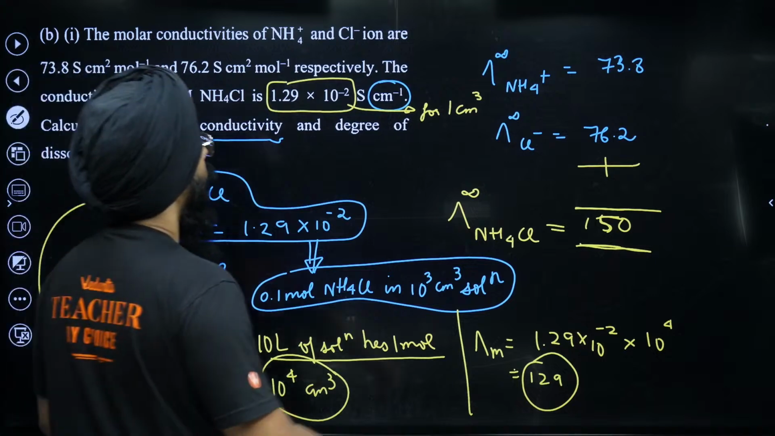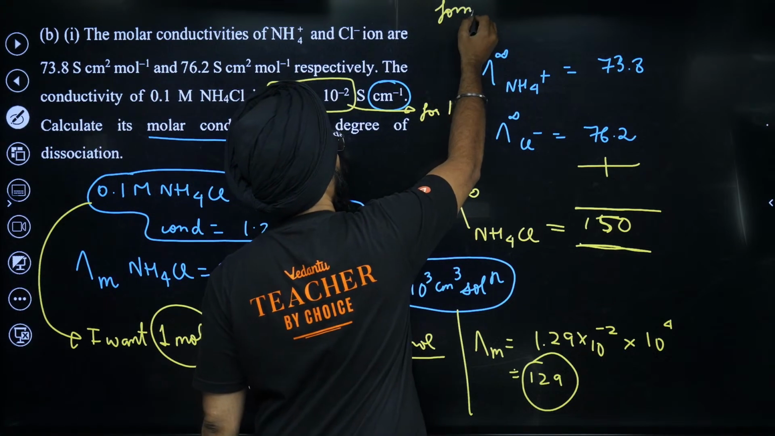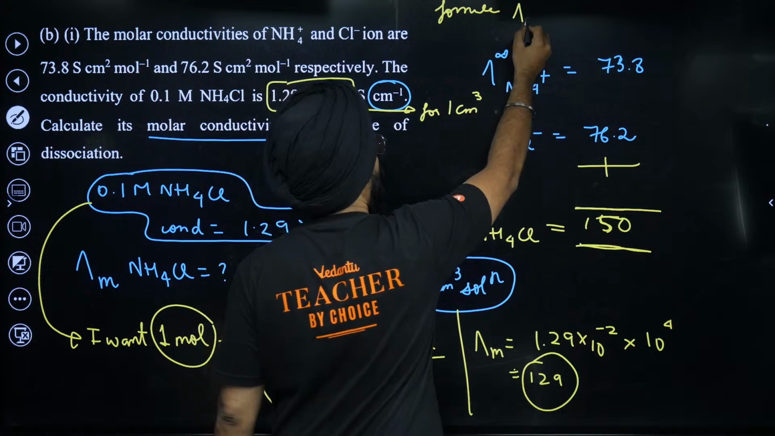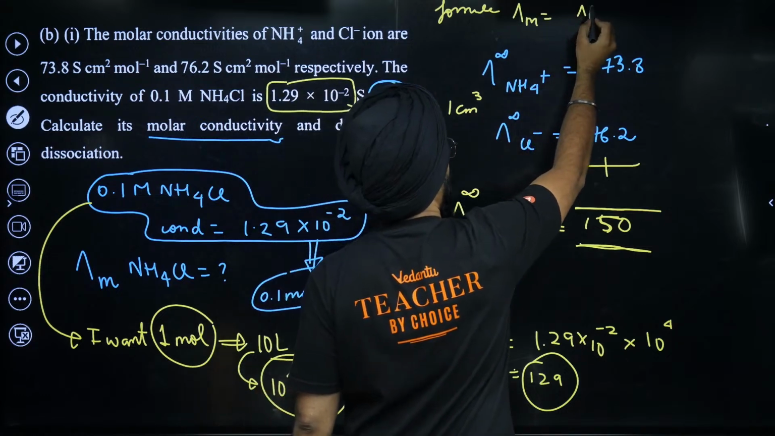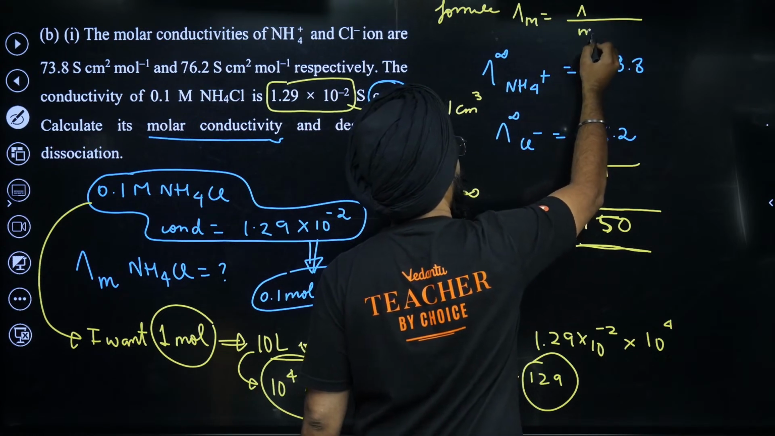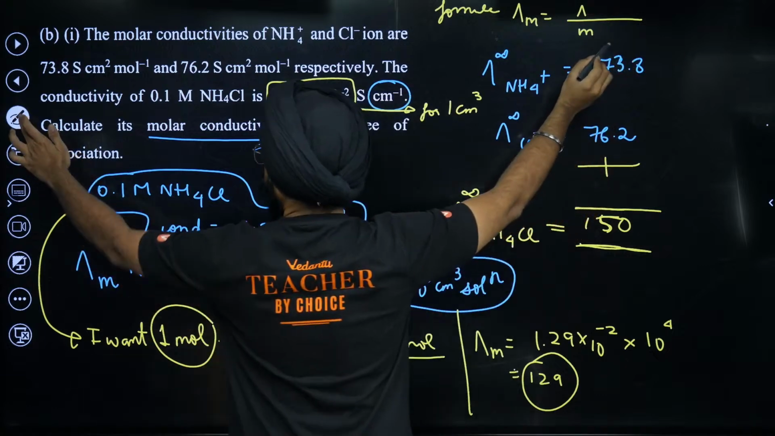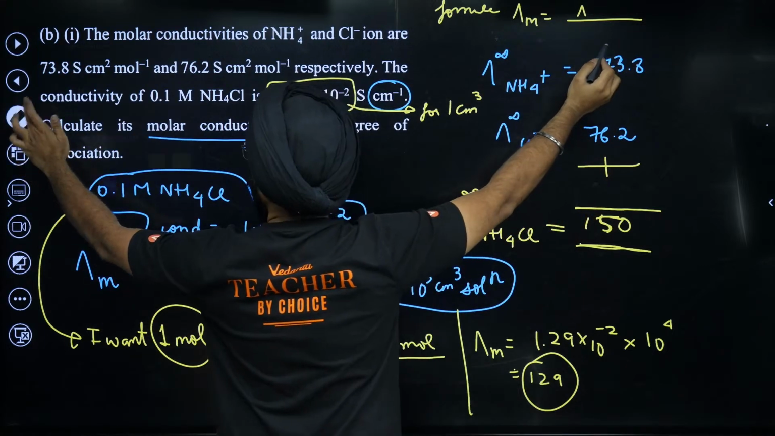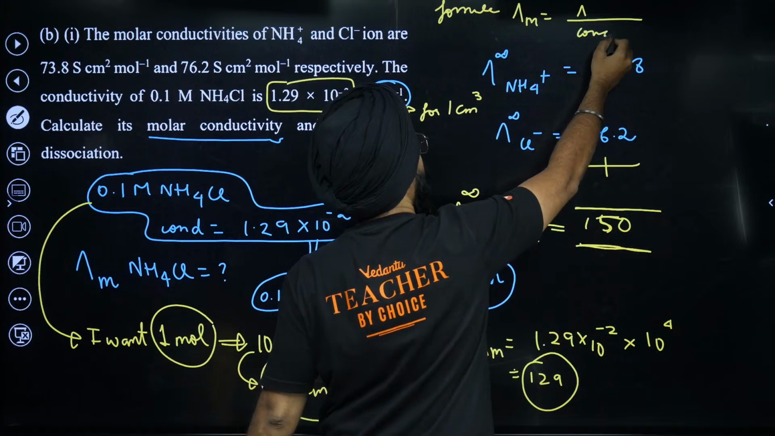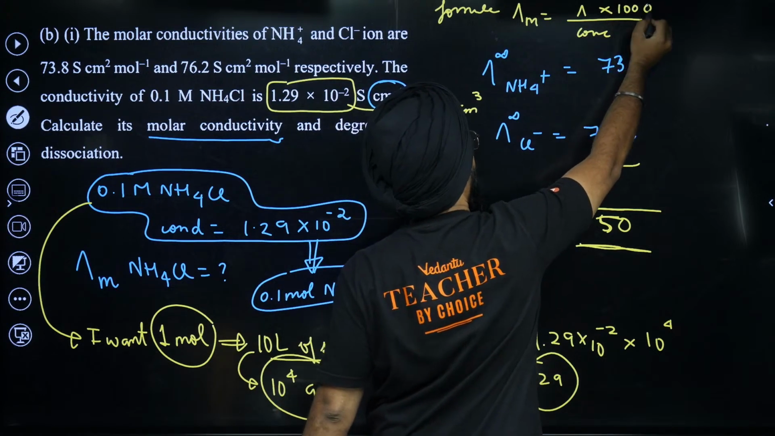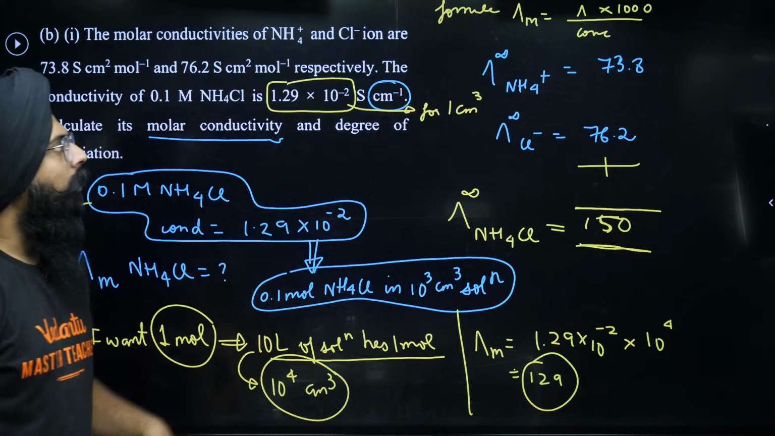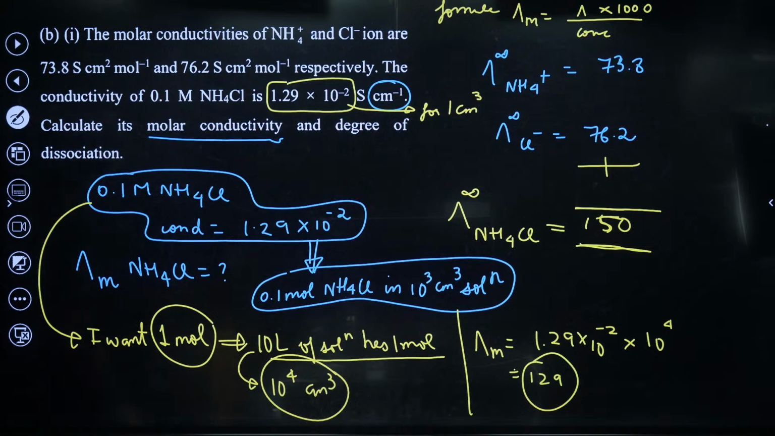Otherwise, if you want to know the formula, it says that lambda molar is equal to kappa divided by concentration into 1000. That's the formula. So that is the formula over there, but this is a slightly smarter method.